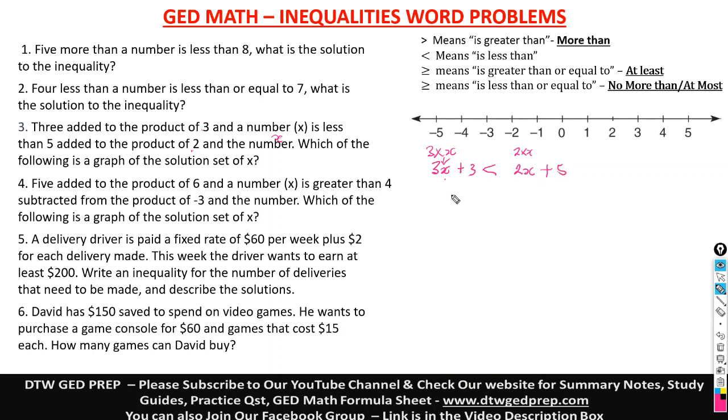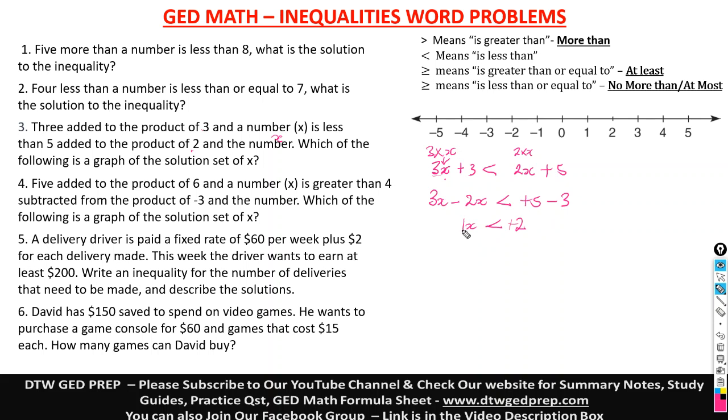So we have to solve. Let's take everything x to this side, everything numbers to the other side. We have here 3x. Taking 2x here becomes a negative. So we have 3x minus 2x less than a positive 5 here. Taking this positive 3 to this side becomes a negative 3. So 3x minus 2x gives you 1x, is less than positive 5 minus 3. When we subtract, we get a 2, and the sign should be positive. So we have a positive 2.